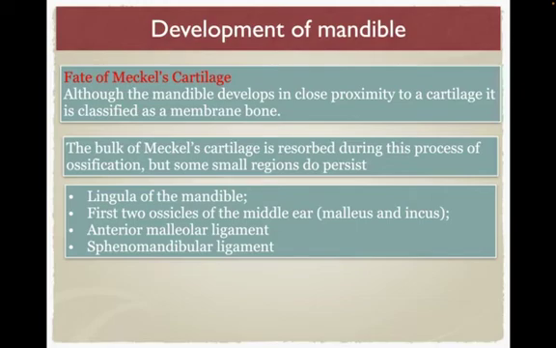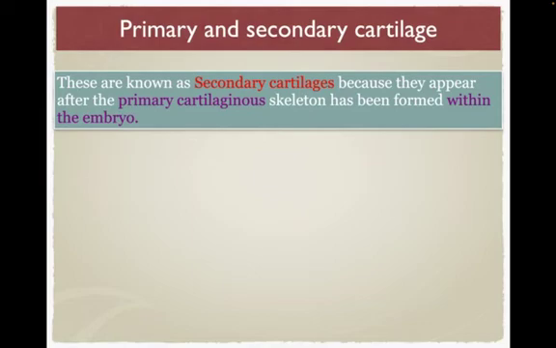except that we're going to have 4 places in which we're still going to have cartilage. The first one is the lingula of the mandible, then the first 2 ossicles of the middle ear, which are the malleus and incus, and then we're going to have the anterior malleolar ligament and the sphenomandibular ligament. These are all structures that originate from Meckel's cartilage.